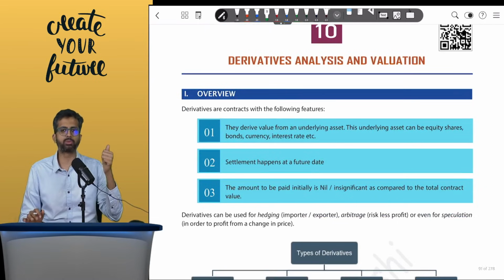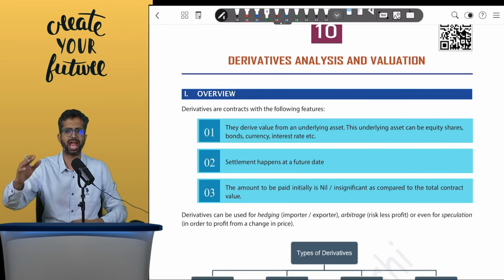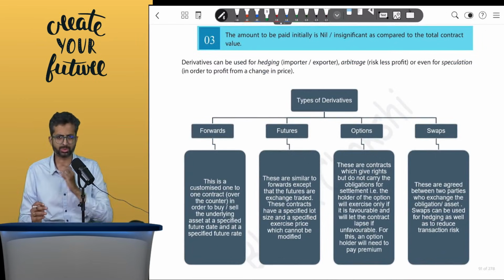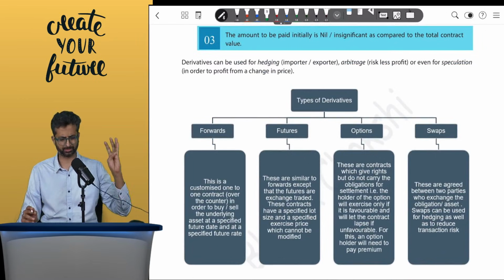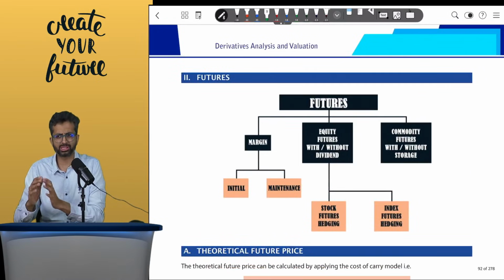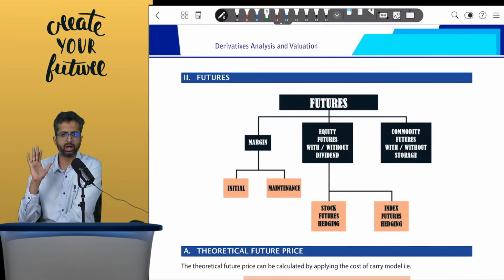They derive value from an underlying. Second, the amount paid initially is nil or insignificant, and the settlement happens at a future date. 4 main types of derivatives we study, that is futures, forwards, options and swaps. So first we look at futures. In this chapter 2 very important things: one is index future hedging, and second is option valuation.